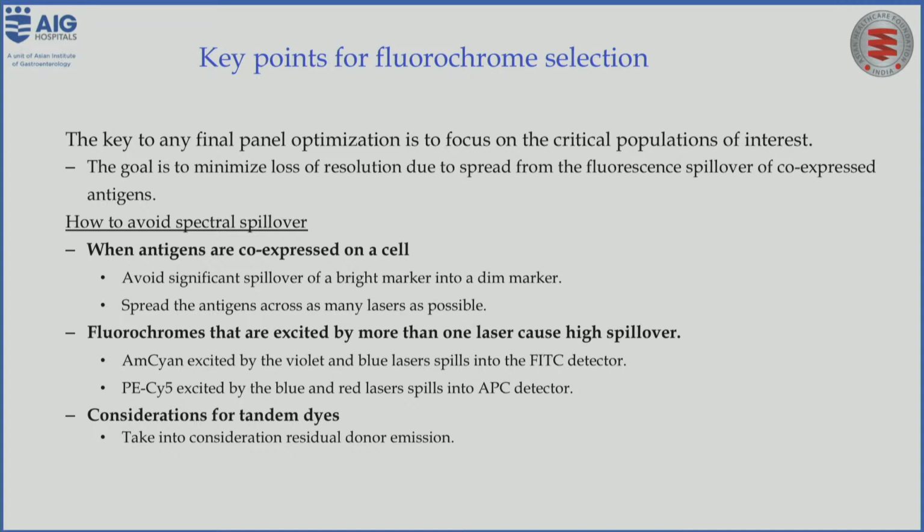The main goal is to minimize loss of resolution due to spread from the fluorescent spillover of co-expressed antigens. So how do we avoid this spectral spillover? When antigens are co-expressed on the cell, avoid significant spillover of a bright marker into a dim marker, and spread the antigens across as many lasers as possible. Fluorochromes that are excited by more than one laser have high spillover. For example, AmCyan, excited by the violet and blue laser, spills into the FITC detector, and PE-Cy5 excited by blue and red laser spills into the APC detector. And for tandem dyes, we also have to consider donor emissions.